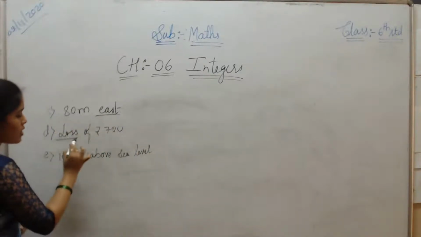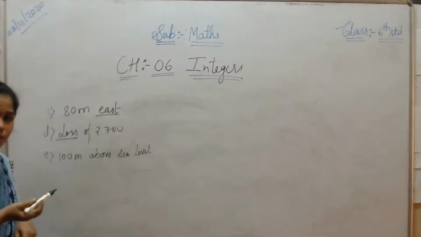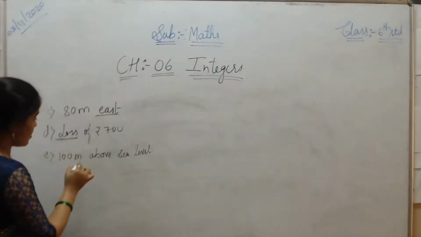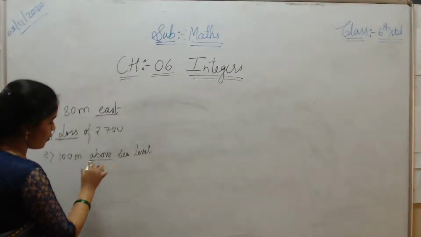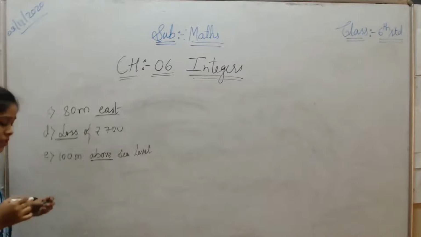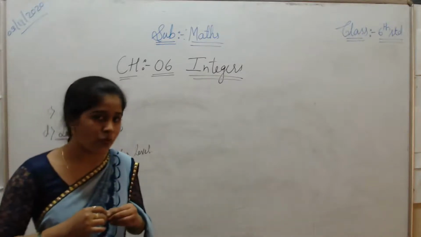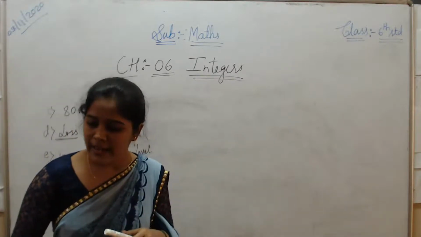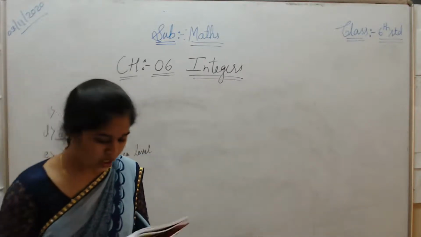Here, what is the opposite of loss? Loss means loss. Next, what is the opposite of above? Yes, we have to write these three opposite words. You have to write them and keep the sentence as it is. Understood?